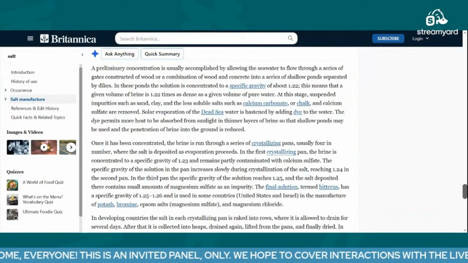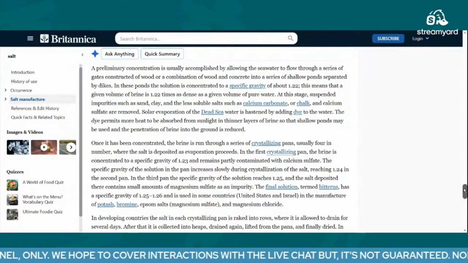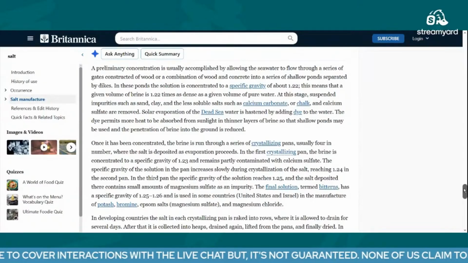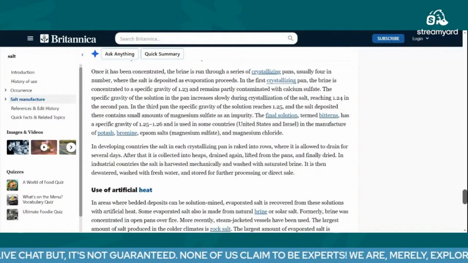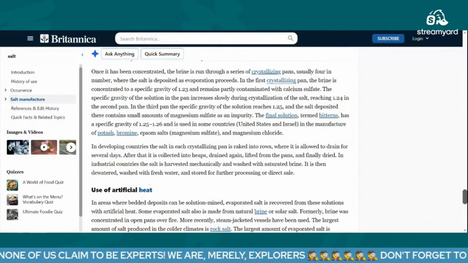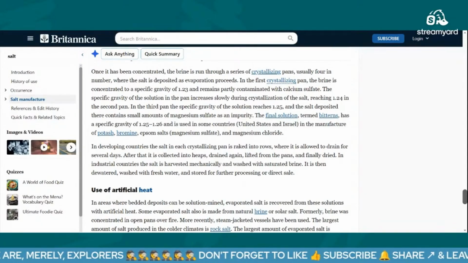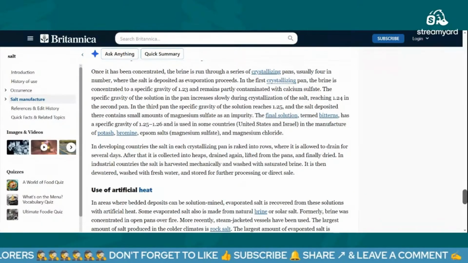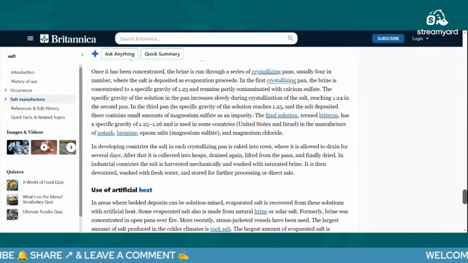Once it has been concentrated, the brine is run through a series of crystallizing pans, usually 4 in number, where the salt is deposited as evaporation proceeds. In the first crystallizing pan, the brine is concentrated to a specific gravity of 1.23 and remains partly contaminated with calcium sulfate. The specific gravity of the solution in the pan increases slowly during crystallization of the salt, reaching 1.24 in the second pan.